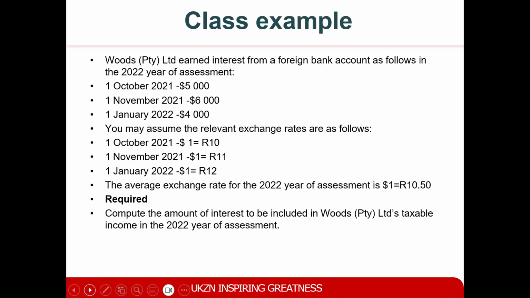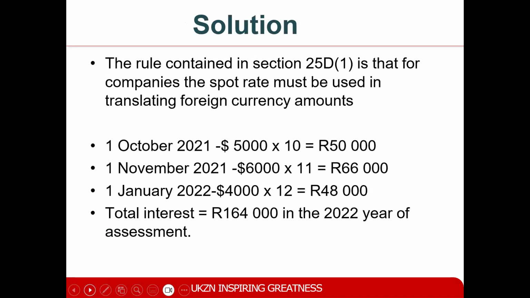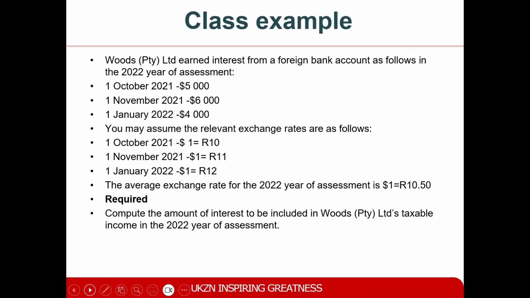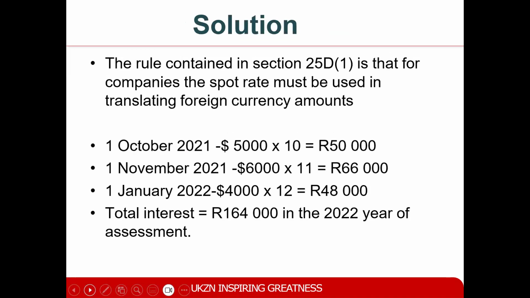Again, we go to the 1st of November. We've got $6,000. Then we multiply by 11 rand. We've got 66,000. So as January, 4,000 multiplied by 12 rands, we've got 48,000. Sorry, guys. So the total interest, therefore, in this case is 164,000.